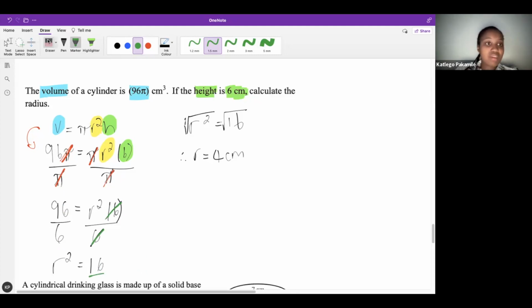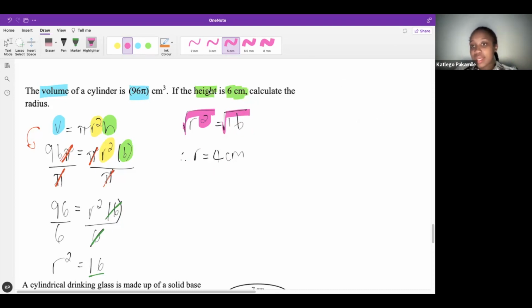So then we have r squared equals 16. The inverse of squaring is a square root. So what you do on the left, you do on the right. Then the radius will be the square root of 16, which is 4 centimeters. R is the radius, Ropafato.